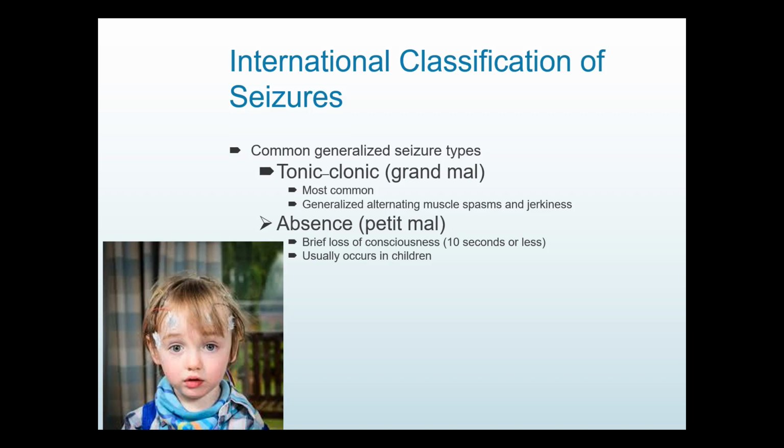So there are many types of seizures, but these are the most common types. There's tonic-clonic and petit mal seizures. Tonic-clonic, or grand mal, is the most common. That's what we typically think of as seizures, them jerking, and that can be really dangerous.